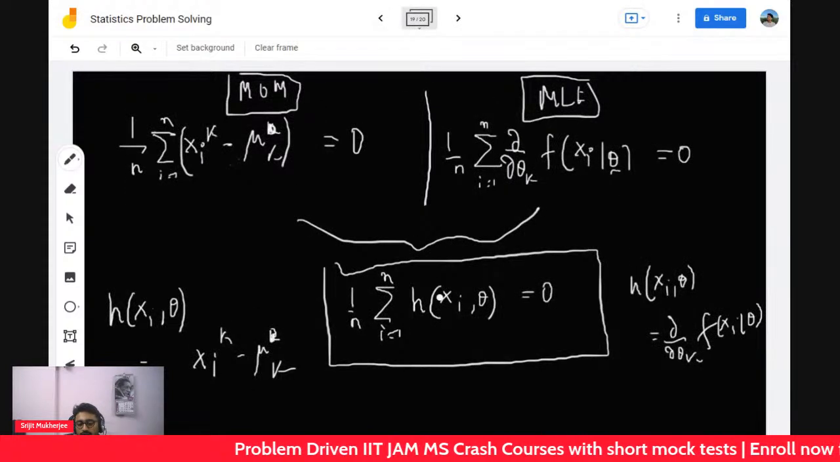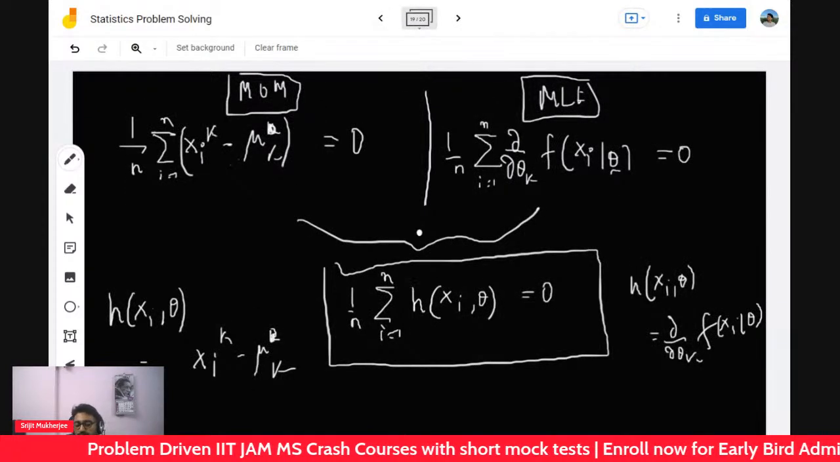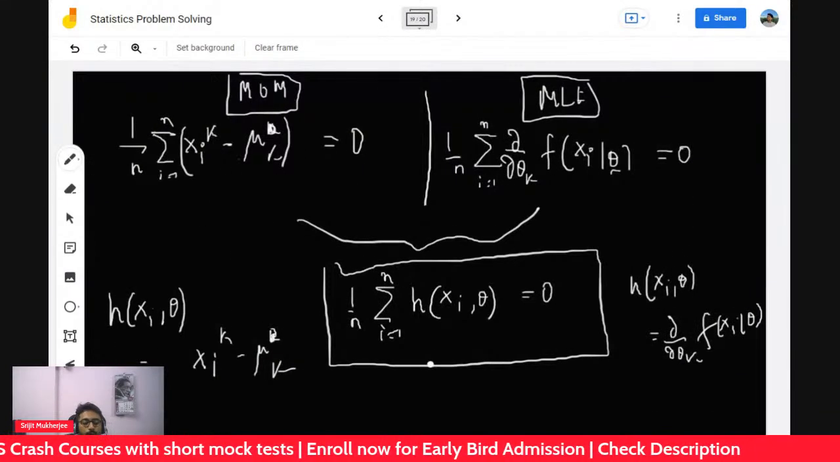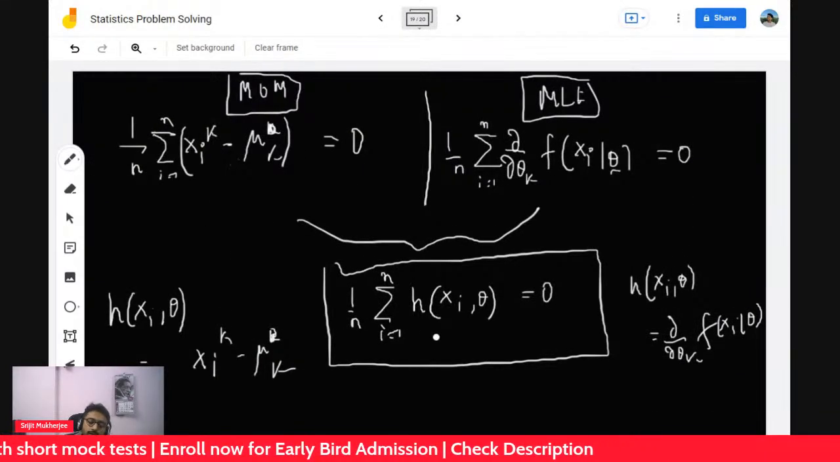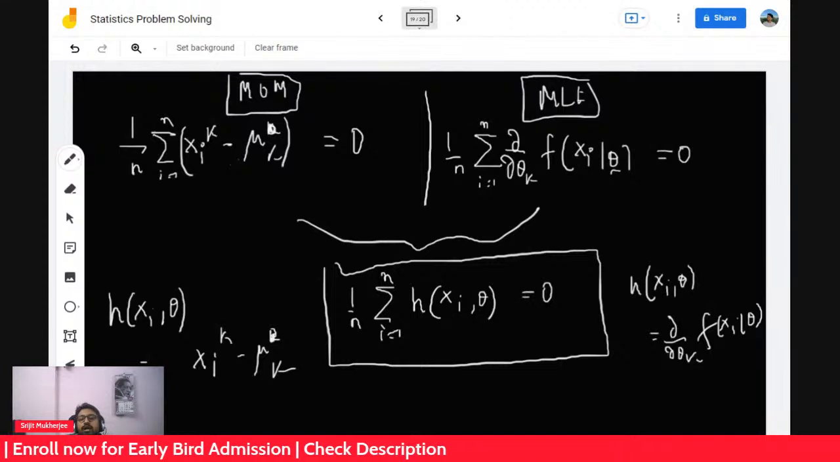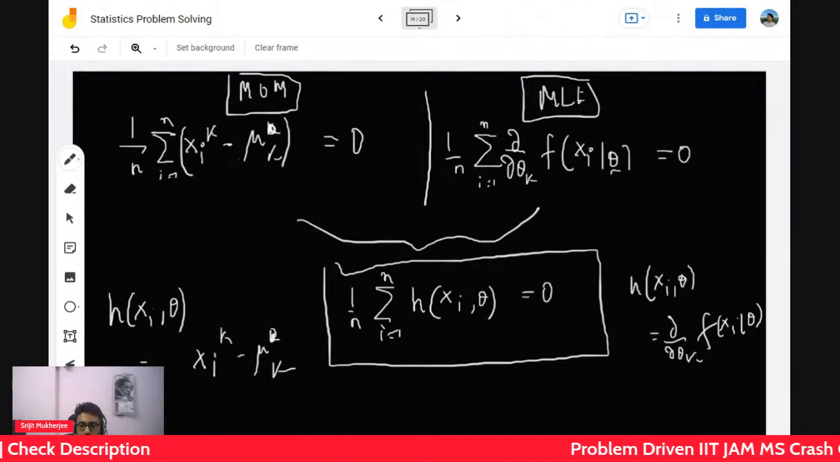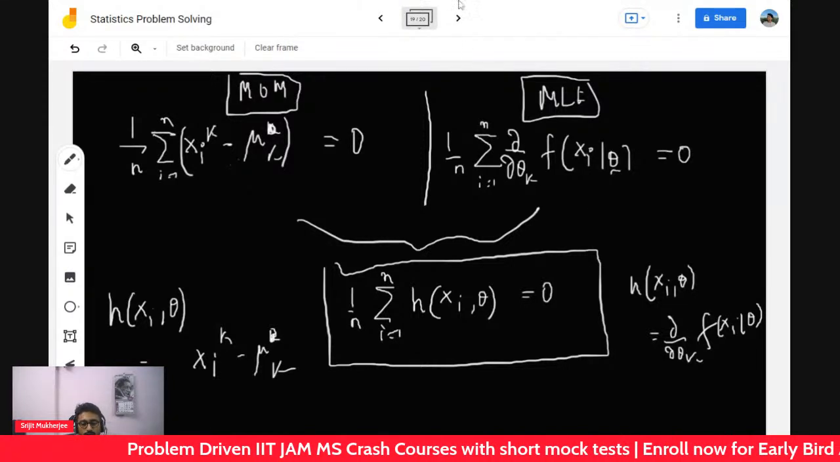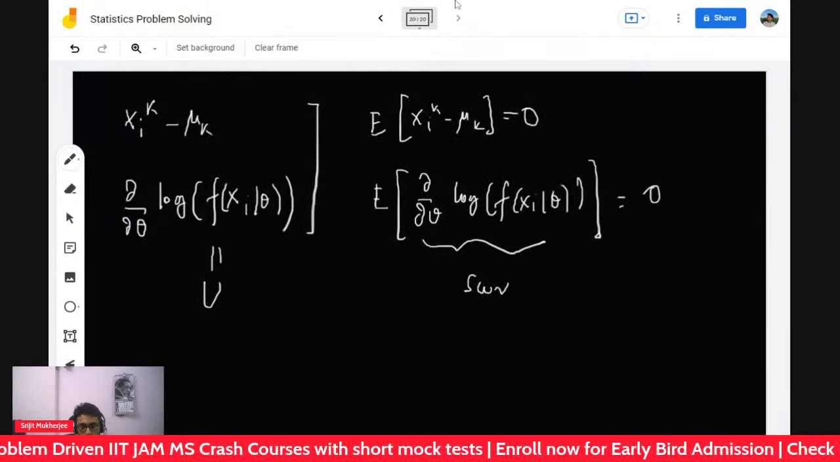So it's like we are finding a score function where both of them are 0, and we are equating 1 by n summation of h of xi comma theta to 0. This is the basic idea, guys. The relationship between method of moments and MLE.